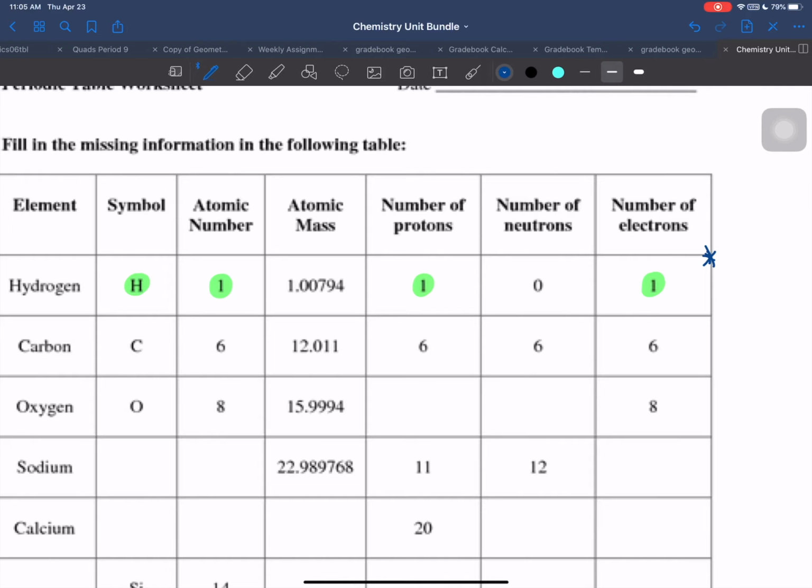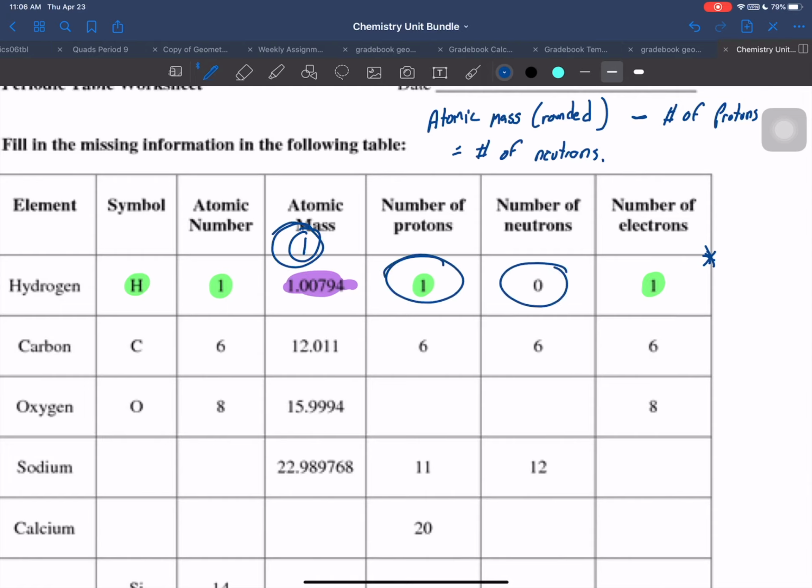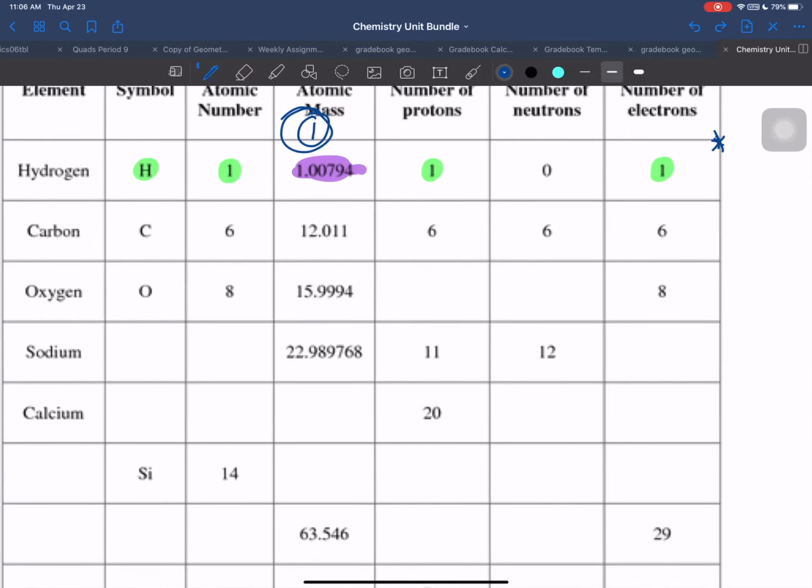That may or may not be the case, but this is where the atomic mass is going to come into play. You're going to take the atomic mass, you're going to round it to the nearest whole number. So this number is 1. And then you are going to subtract the amount of protons. So you can literally take atomic mass, rounded, minus number of protons, and that is going to equal number of neutrons. And that's why the number of neutrons in the first one is 0, because 1 minus 1 is 0. And that's exactly what we would see in the second one.